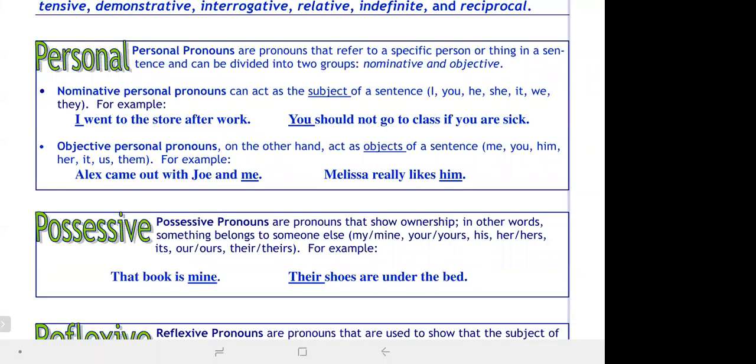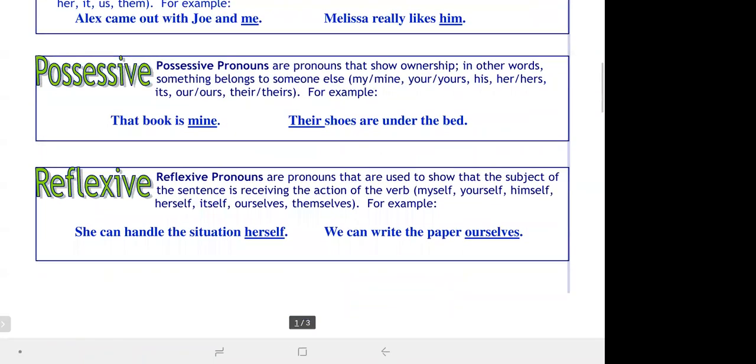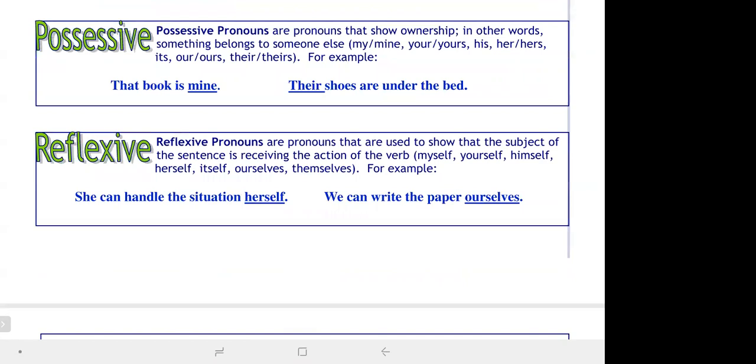When you come to possessive pronouns, before defining it, let's define what it means by possession. Possessive comes from the word possess. Possess means own. Own means have something as yours. So possessive pronouns show ownership. In other words, something belongs to someone.